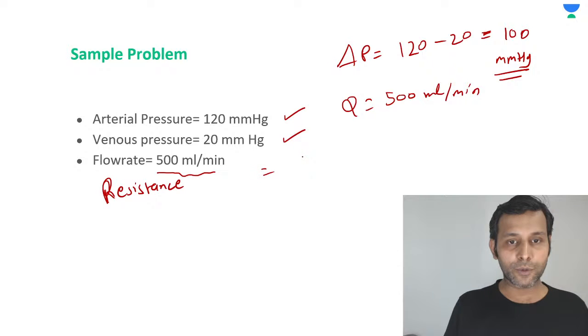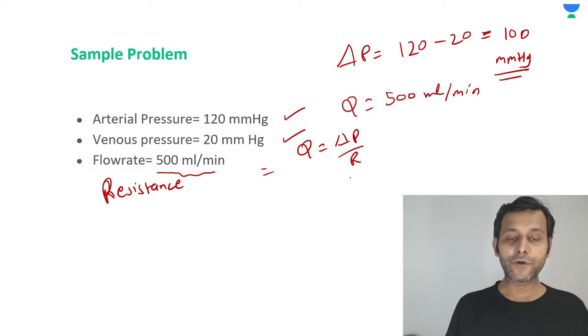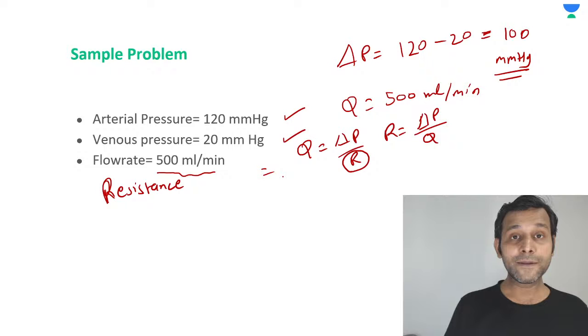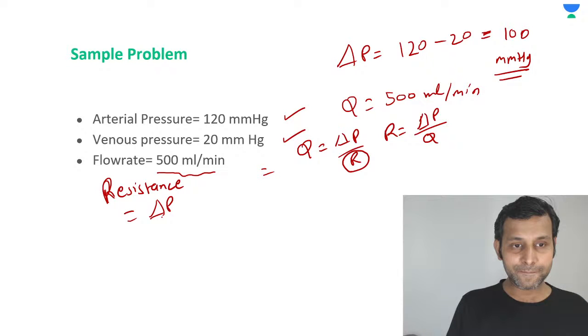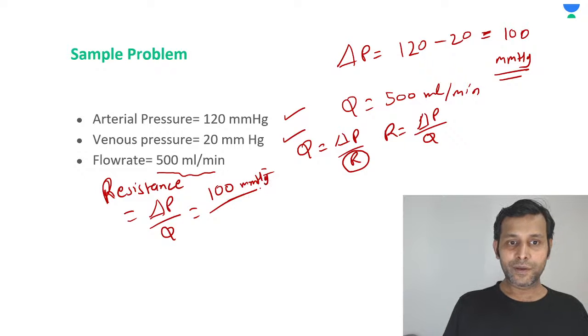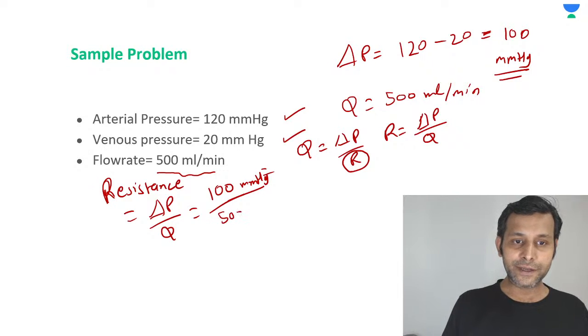So we'll go with the formula. Q is equal to delta P divided by R. So if you want to find the resistance, it will be delta P divided by Q. The resistance will be how much? Delta P divided by Q, that is flow rate. So 100 mm of Hg divided by 500 ml per minute.